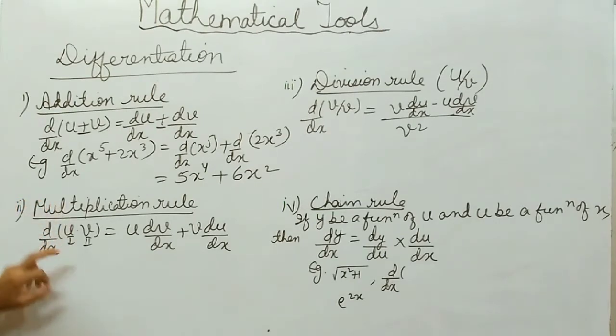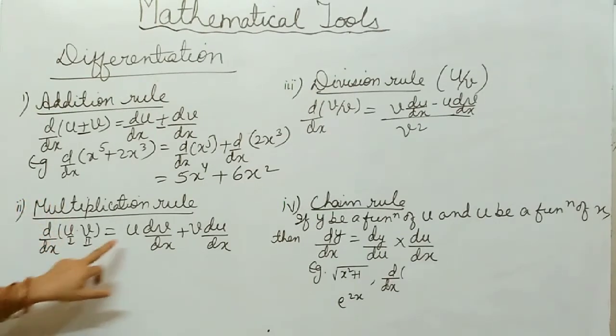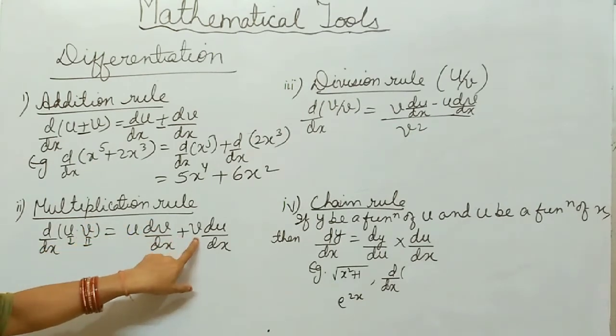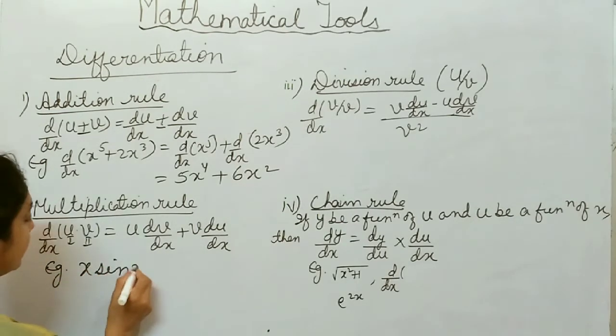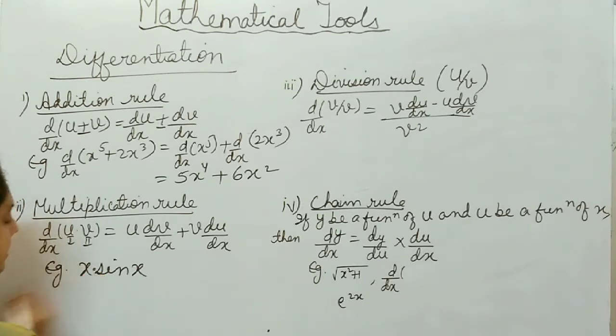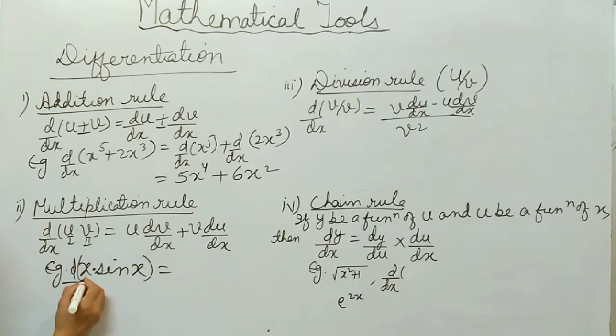Differentiation of these two functions: first take the first function outside, u, and differentiate the second function, dv by dx, plus you take the second function outside, v, and differentiate the first function, du by dx, right? For example, you can take x sine x. x dot sine x, there are 2 functions. Then how do you differentiate this one? d by dx of x dot sine x. x is one function and sine x is another function.